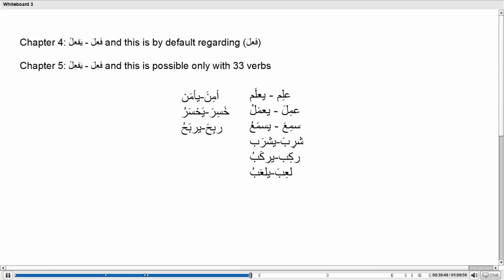So now, whenever you get a verb on the scale of فعل, automatically you build its مضارع on يفعل, unless someone tells you it's one of the 33 verbs. Clear? Amina means he was secure. He was secure and safe. Okay? Or he entrusted someone. You say also he entrusted. Okay?